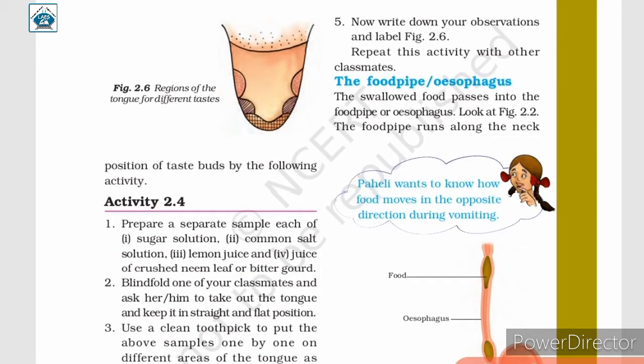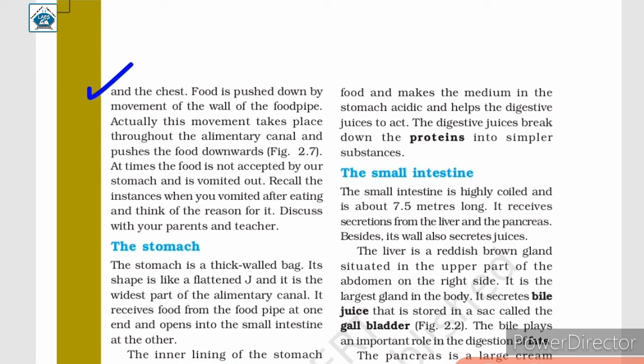Let us now discuss the next topic, the food pipe or the esophagus. The swallowed food passes into the food pipe or esophagus. Look at figure 2.2. The food pipe runs along the neck and the chest. Food is pushed down by movement of the wall of the food pipe. Actually, this movement takes place throughout the alimentary canal and pushes the food downwards.